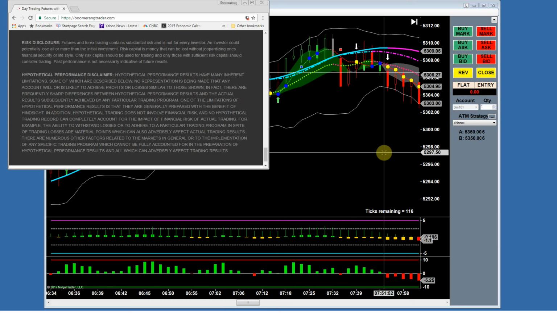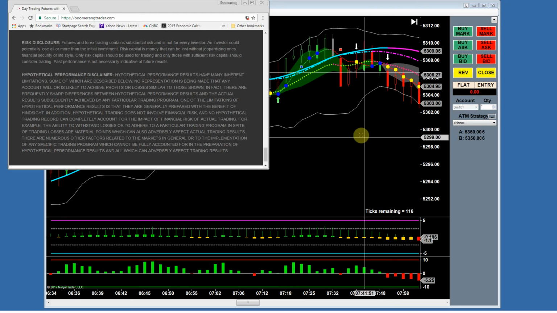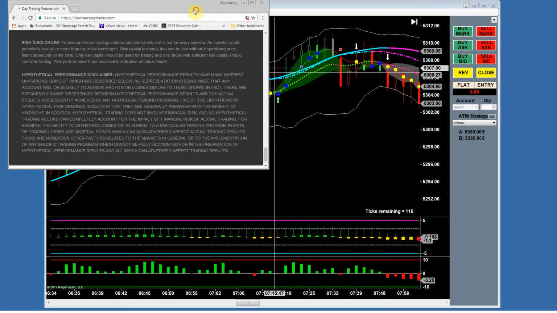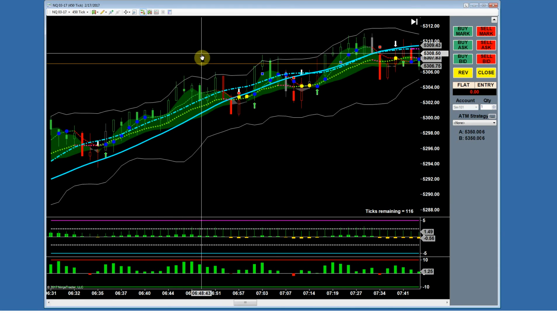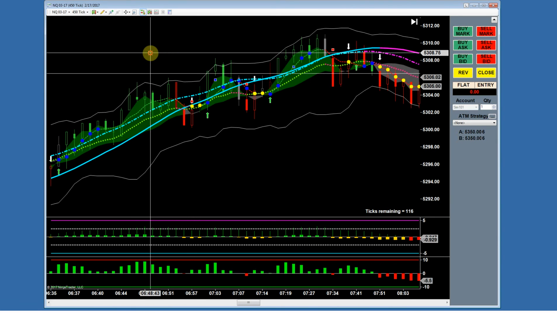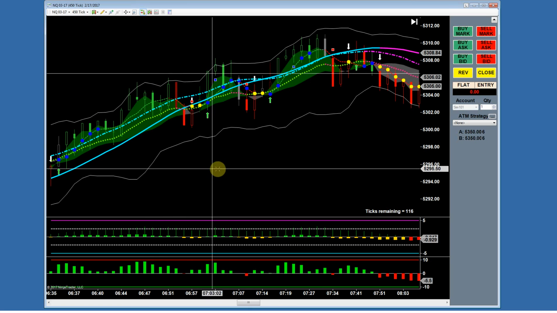They occur. You may not take them. I may take them. Somebody else may take them. I may miss one. Somebody else may take it. If you take the setup, then it's a trade. Just so you know the difference. So with that in mind, the way Boomerang works is it makes trade setups according to the method that we use.